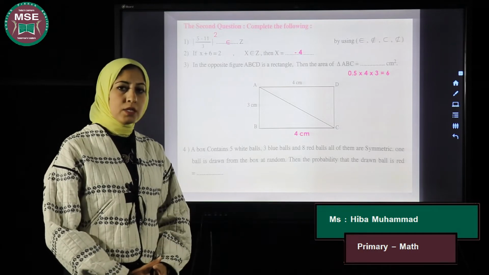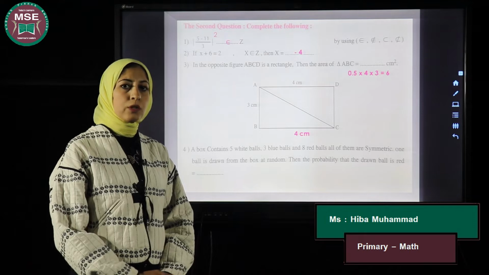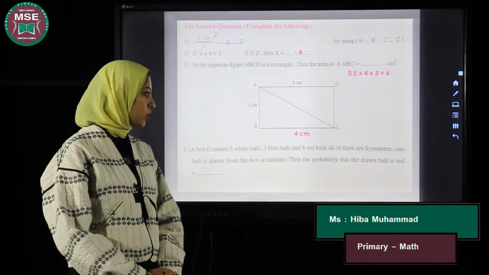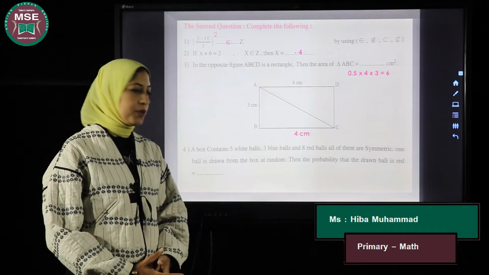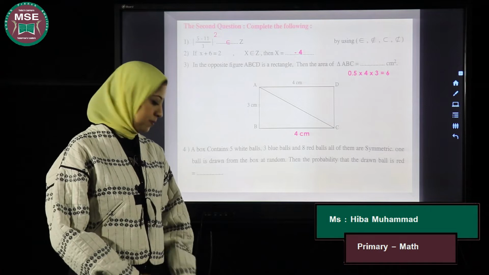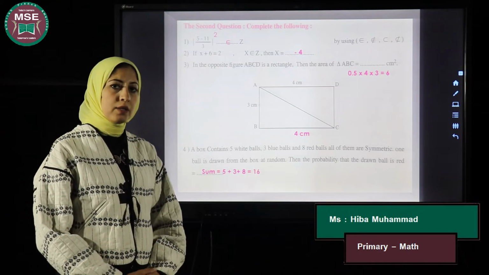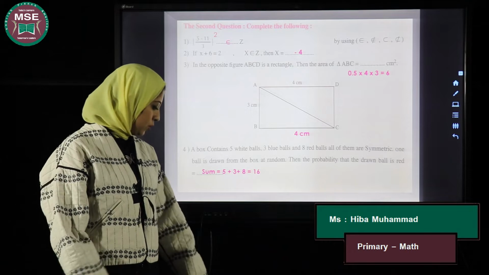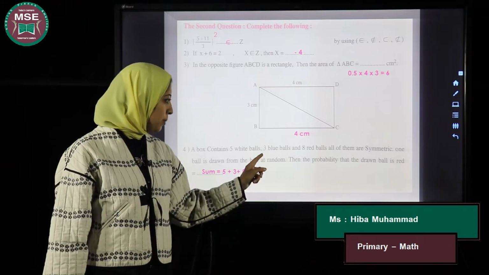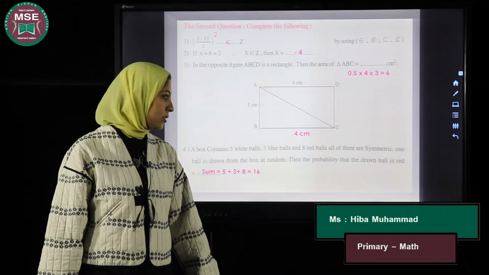To get the probability of the red ball, we have to get the total first, the total number of balls. I have 5 white, 3 blue, and 8 red. I'll get the total first. 5 plus 3 plus 8 equals 16. To get the probability of the red ball, how many red balls do we have? We have 8 red balls.